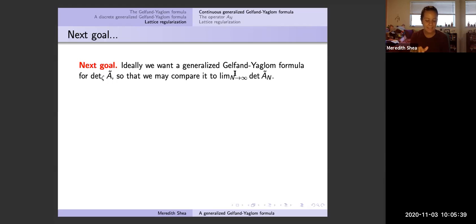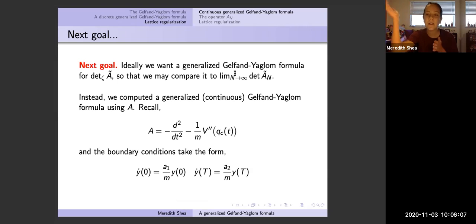So ideally, what do we want? We want a generalized Gelfand-Yaglom formula for the Zeta regularization of A tilde, because that was the ultimate goal. And if we have both of these Gelfand-Yaglom formulas, I can compare the Zeta regularization to the limit of this determinant of A tilde. But the Zeta regularization of A tilde just causes issues. So what do we do instead? We had to think about something else to do instead.